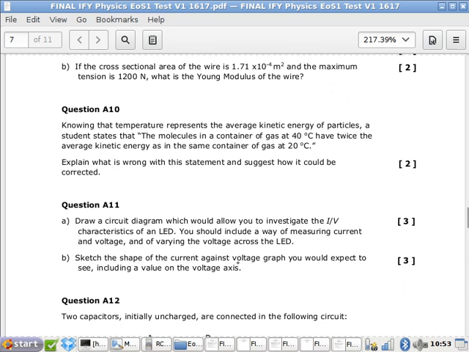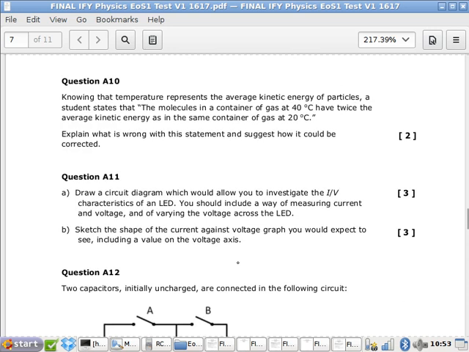Draw a circuit diagram which would let you find the IV characteristic of an LED. Do you remember this is the circuit diagram where you have an ammeter, a voltmeter and a variable resistor, and you change the variable resistor and then you can plot the I and the V. Remember the voltmeter is around a fixed resistor and you're plotting the IV for this fixed resistor, and the shape depends on the material. So for an LED, do you remember what the IV graph looks like?